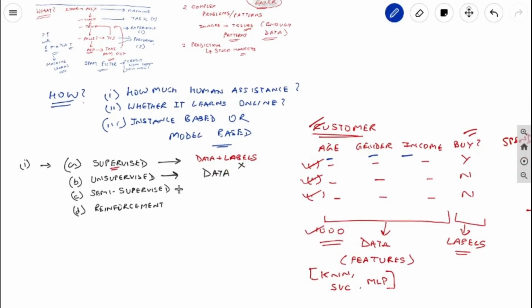And if we talk about semi-supervised learning, again, that is somewhere in between supervised and unsupervised. We have some data that have labels and some that do not have labels. More of the data does not have labels. Okay, an example of this can be, let me write it over here.